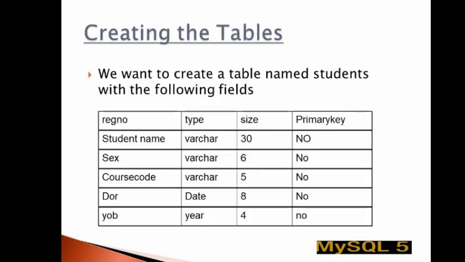Now, here's an example of a table that we can create. We have a table here with registration number, student name, sex, course code, date of registration, and Y of B, which would be year of birth. If we look at it, we have different types, and then we have size, and then we have primary key. We are trying to set the registration number as the primary key.